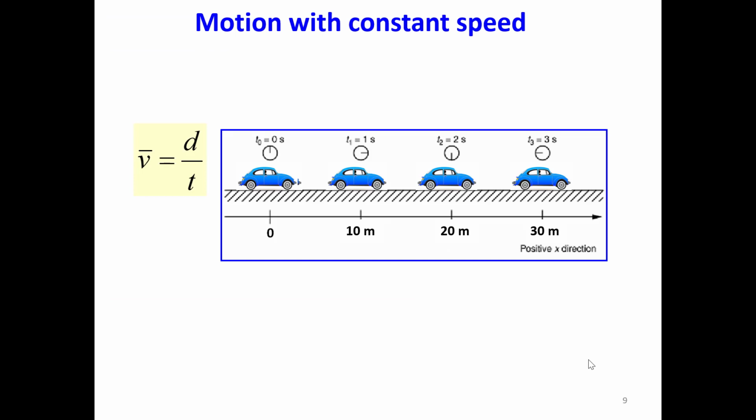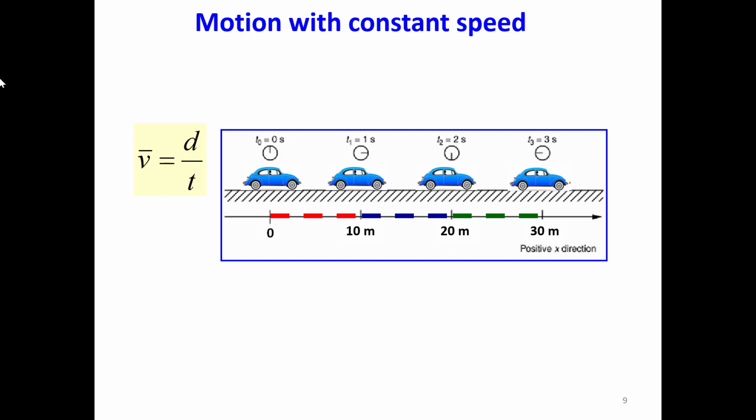Before defining the concept of velocity and acceleration, let's describe the motion of objects at constant speed. We had this car that is moving over this distance. We want to calculate the average speed in the first segment from 0 to 10 meters, in the second segment from 10 to 20 meters, and in the last segment from 20 to 30 meters. Let's try to calculate that. We know the average speed equals the distance over time.